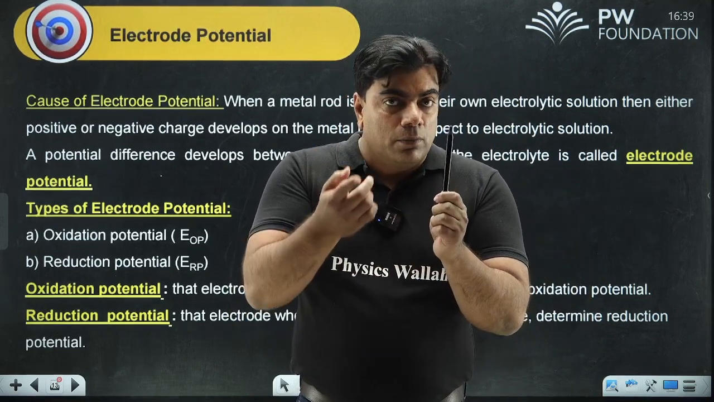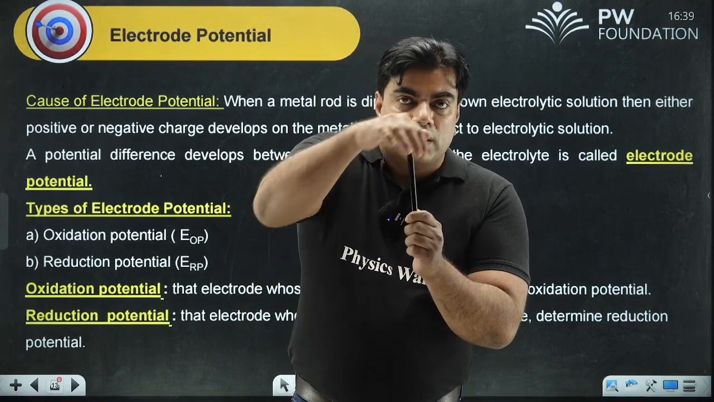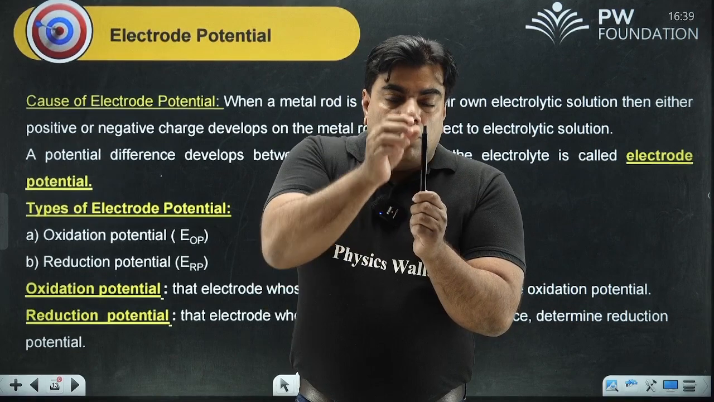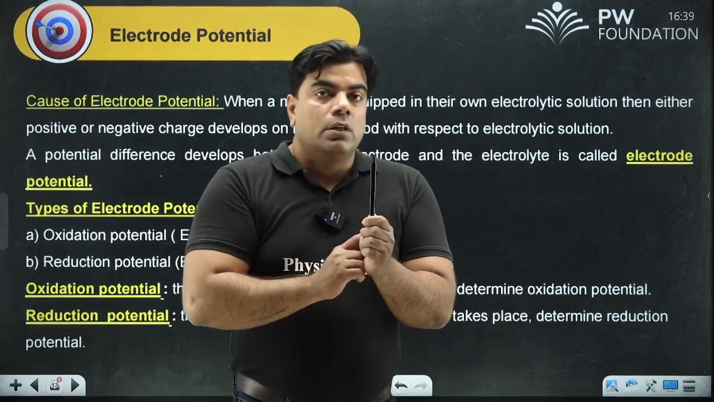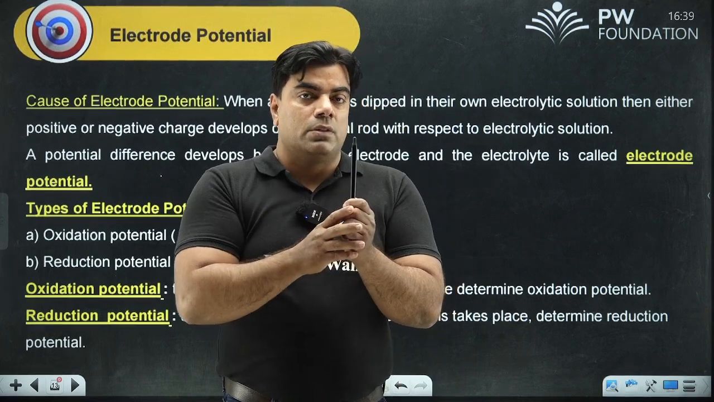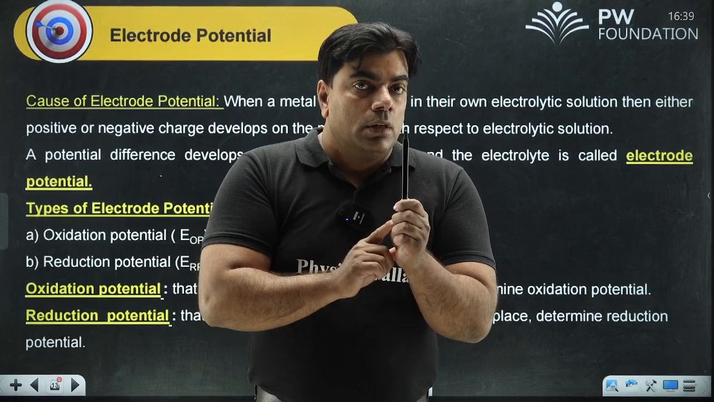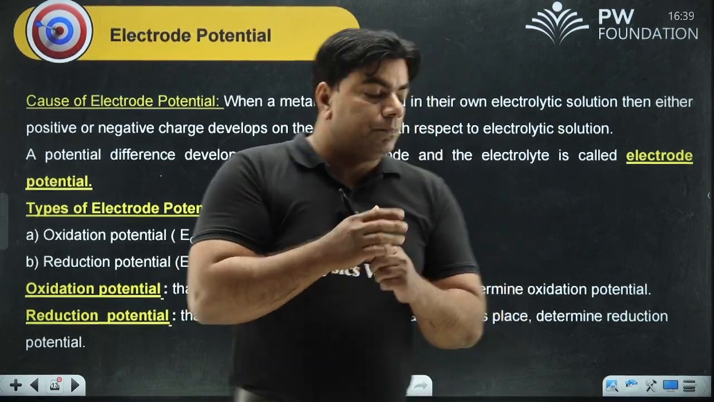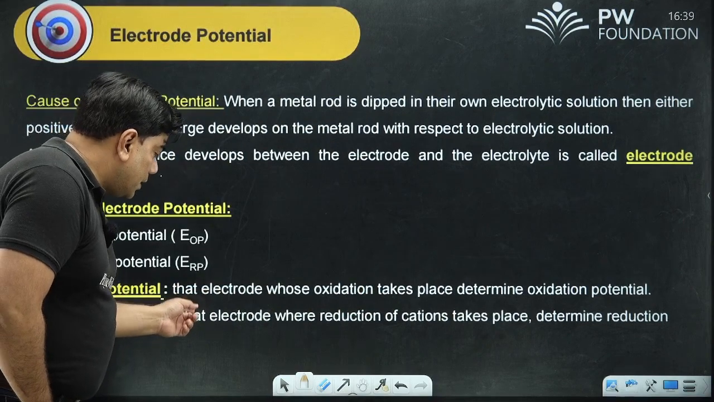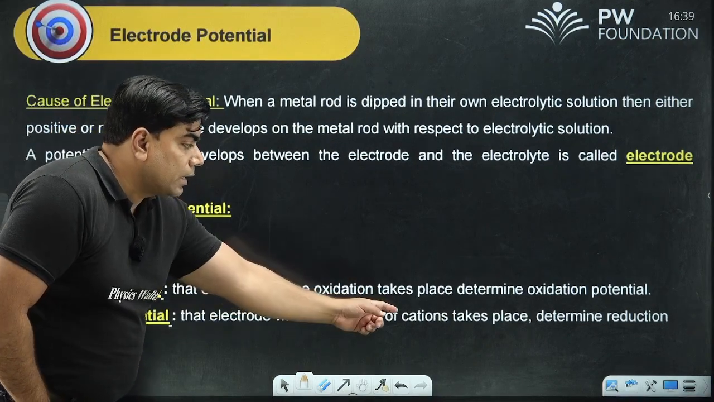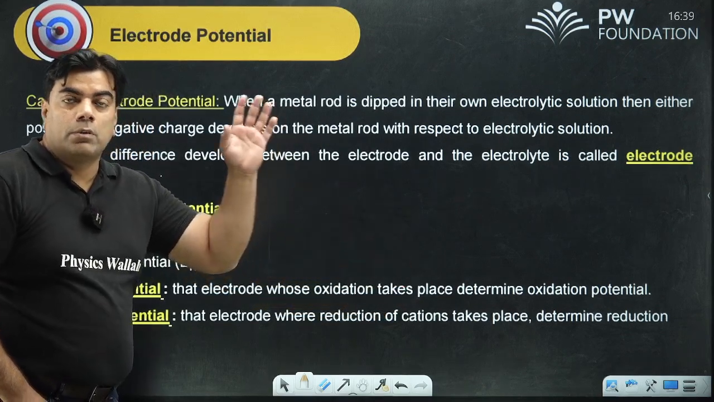Again, suppose some cations come towards this electrode and gain electrons from this metal rod, then reduction of the cation takes place, not the reduction of the metal rod. Reduction of the cation takes place. Here it is written that the electrode where reduction of a cation takes place is called reduction potential.